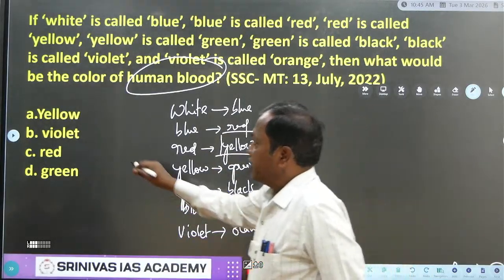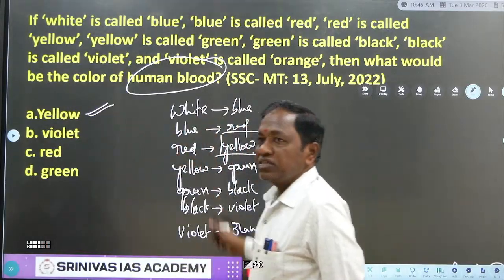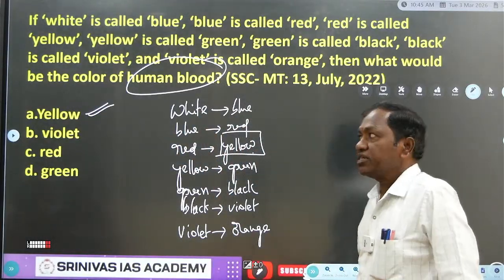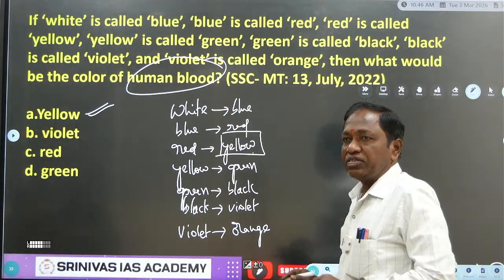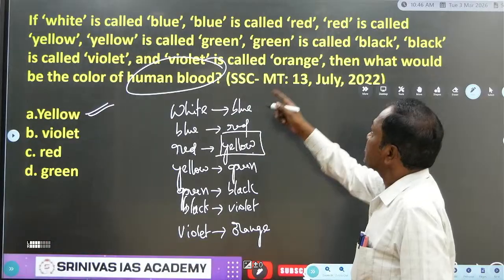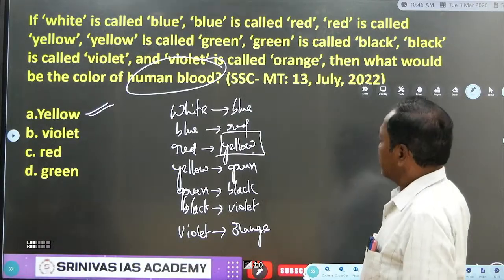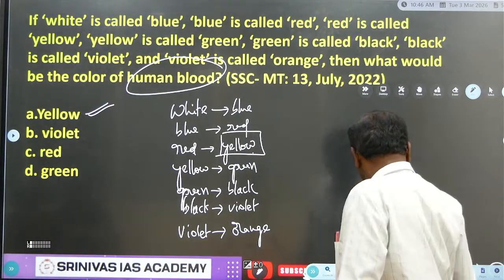And option A. But so much work is not required here. Straight away you can say white is called blue, something is called something. Then the color of human blood is red. You have to see what red is called. That is the option.